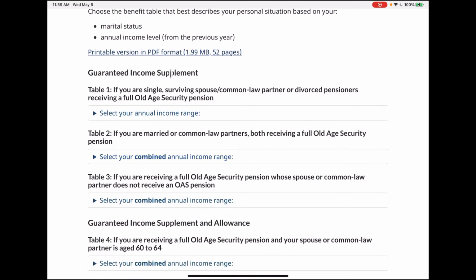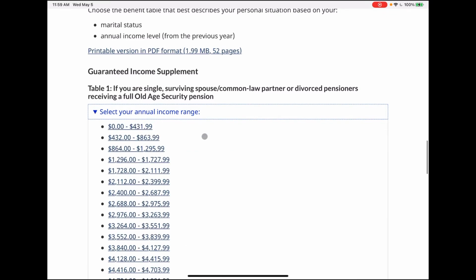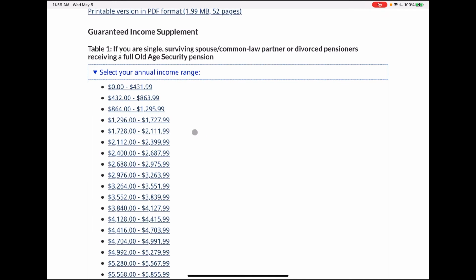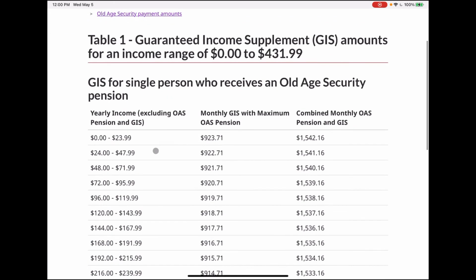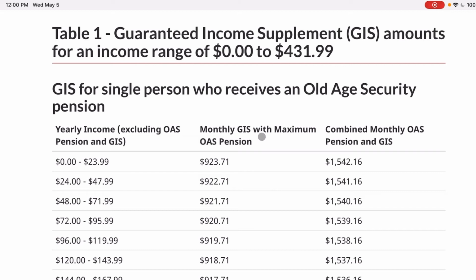So the guaranteed income supplement, select your annual income range. Like I said before, if you were somebody that had very little income, so you had no CPP, you had no income from RRSPs or government pension or anything like that, and the only income that you had was old age security, then your monthly GIS with maximum old age security pension would be $923 a month.